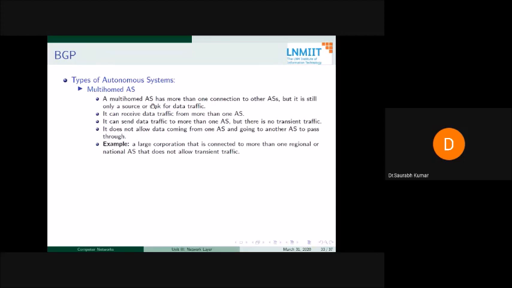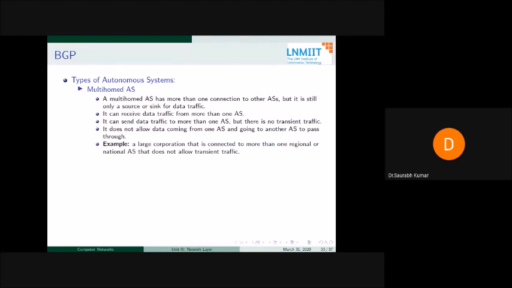Second is multi-homed autonomous system. In a multi-homed autonomous system, more than one connection to other autonomous systems is there. But again, it is still only a source or sink for data traffic. For example, a large corporation that is connected to more than one regional or national autonomous system. That does not allow transient traffic. If transient traffic is there, we have seen that more links are connected. That is called a transient link. And if that is not there, it is the multi-homed autonomous system.